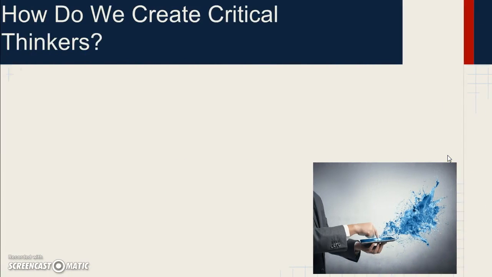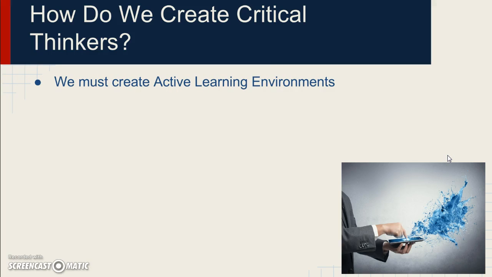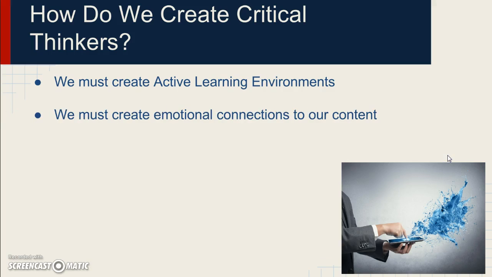So now that we know what critical thinking is, let's talk about how we create critical thinkers. First of all, in math class, we must create active learning environments. The times where we could have students sit and get information is over, and we need students active in their learning. We also must be able to create an emotional connection to our content. It is not good enough anymore to teach students how to solve x plus 3 equals 5. We need to teach them why that's important and really have them connect with this content and see how they can use it in their lives.